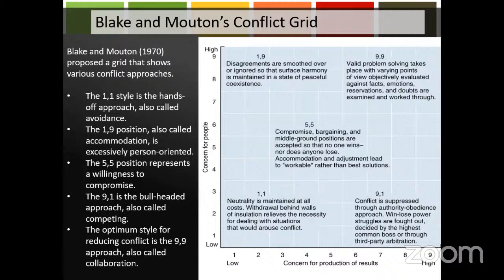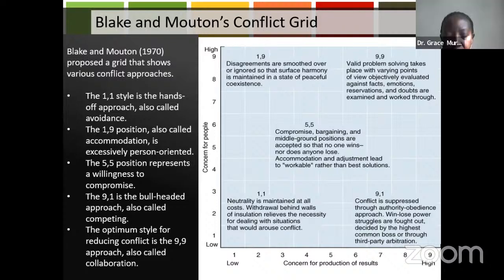If the concern for people is high and the production results are low, you go to coexistence. That is the 1.9, the accommodative approach. I think it's a guideline, and you look at the extent of the conflict. Just consider the two factors, and it can guide you on the best way to approach the conflict. So it's an approach that guides us as managers in determining how we can solve the conflicts at hand. Okay, let me hear from someone else.